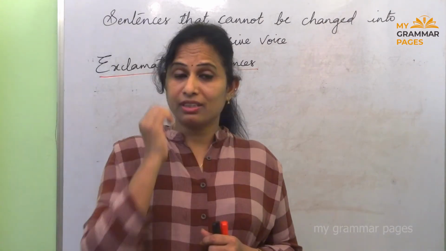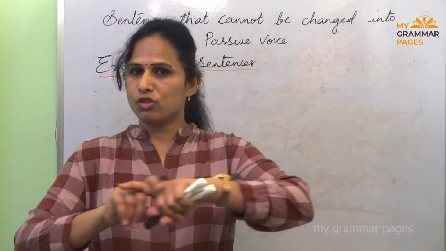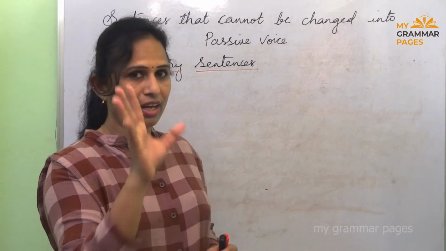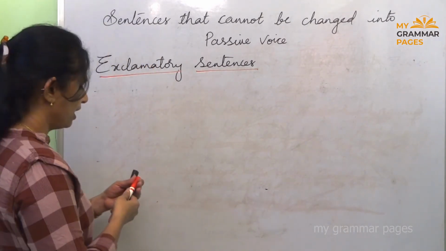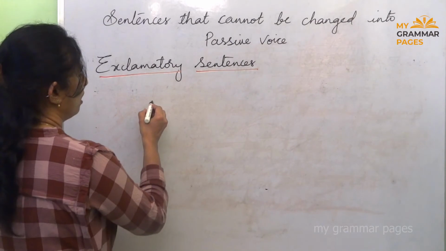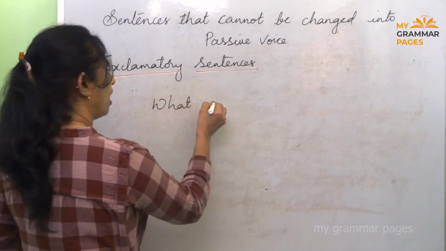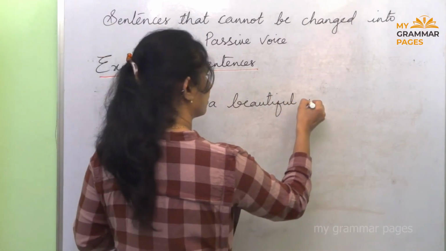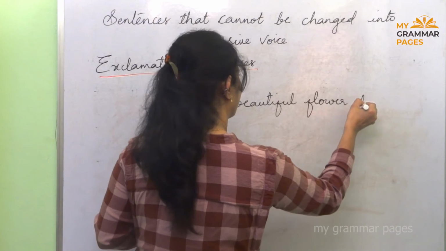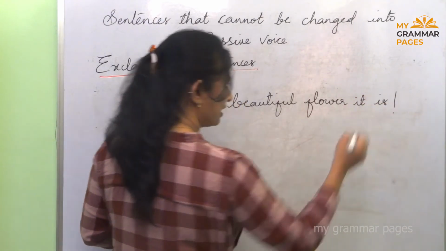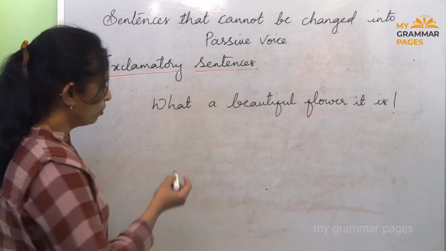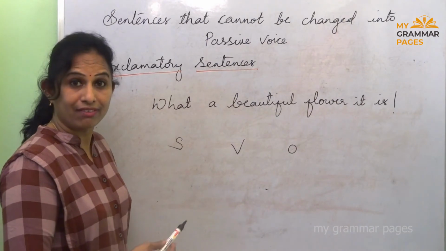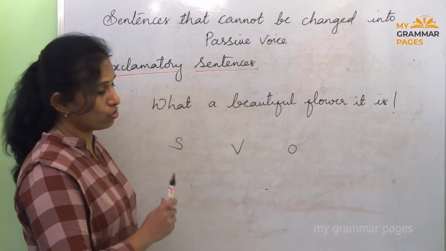Do you still remember that? If you want to change a sentence from active voice to passive voice, we need the subject, verb and the object. Let us see whether we have all these components in these sentences or not. I'll take an example. What a beautiful flower it is. It ends with an exclamatory mark. So we need the subject, the verb and the object. Let us see whether they are present in this sentence or not.